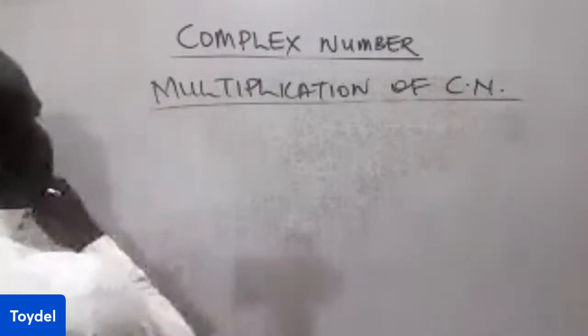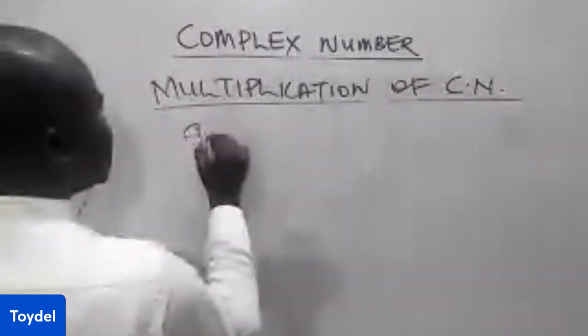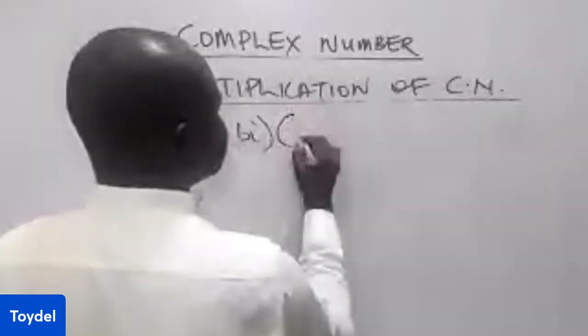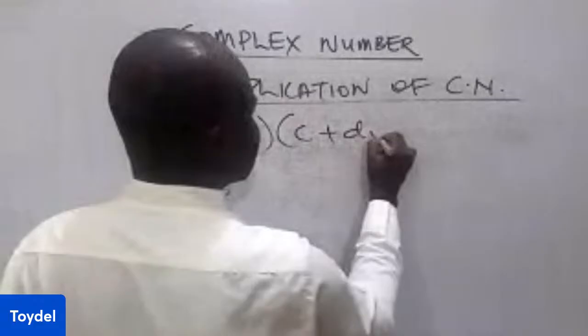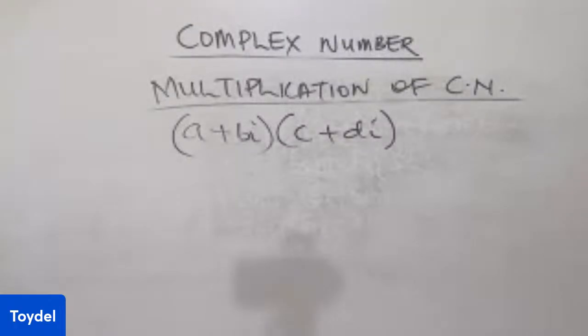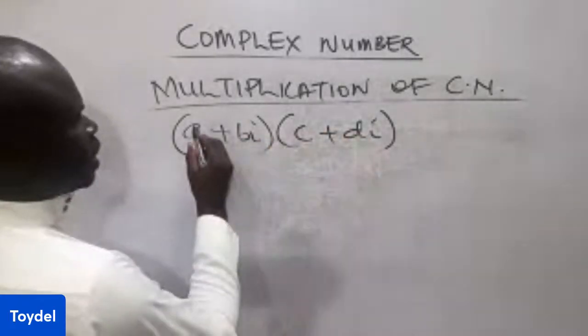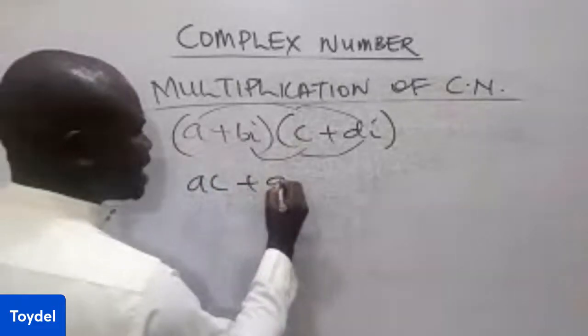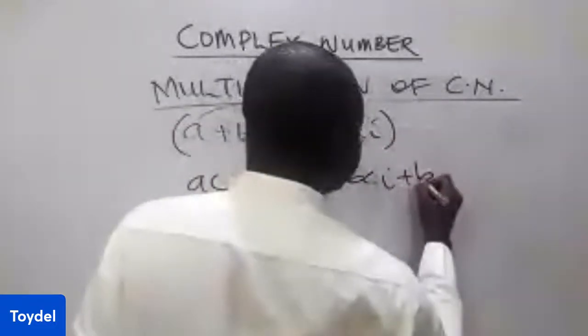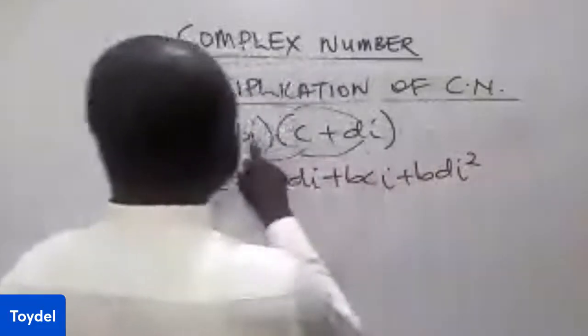If you have two or more complex numbers, say a plus bi, this one complex number, multiplied by say c plus di, this is another complex number. What do we do here? How do we multiply this? Of course, we are going to expand. We open up what we have here. a will multiply everything here, then bi will also multiply everything here. So we have ac plus adi, then plus bci, then plus bdi squared, because i times i will be i squared.